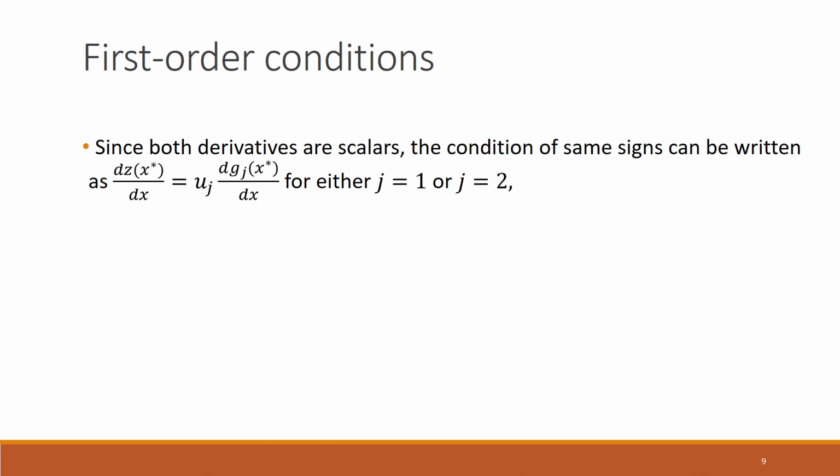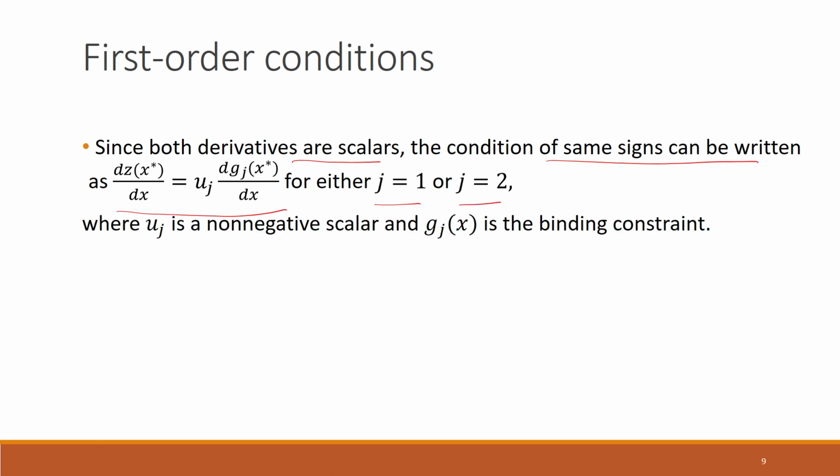So, this is the important concept here: since both the derivatives are scalars, the condition of same signs can be written as this here, that the derivative of function z with respect to x at x star is equal to uj times the derivative of gj by x at x star, either when j is equal to 1 or j is equal to 2, and it is given that uj is a non-negative scalar and gj(x) is the binding constraint. Just take a look at this and try to see that this is exactly what we had seen in the last slide. Okay. So, we had two cases, right?